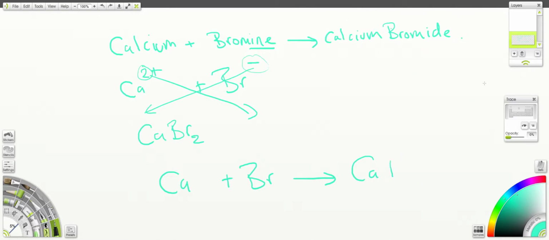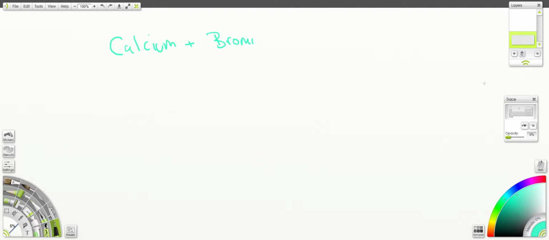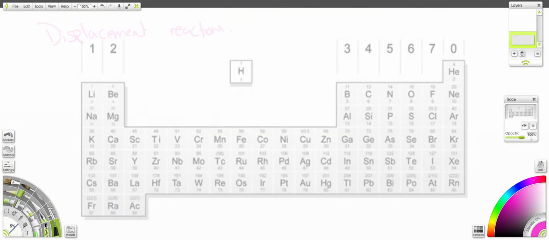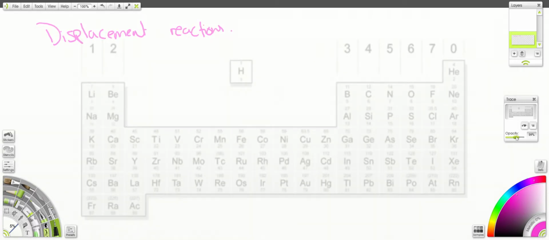Next, we're going to react our metal halides in a displacement reaction. Now, a displacement reaction is a type of reaction where I'll explain it by using the periodic table. So that's what we're looking at now, displacement reaction. Let's go back to our periodic table and let me show you. Let me just decrease the opacity. So let me show you this.